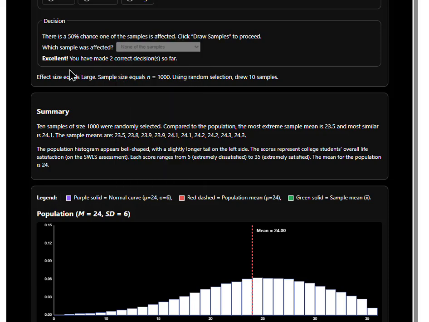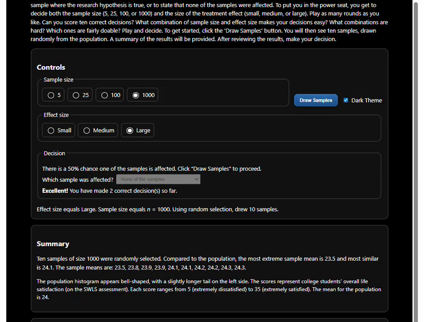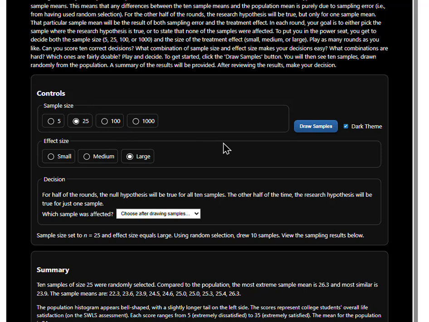It says, excellent. You have made 2 correct decisions so far. Okay, so hey, if you have the money to pay for 1,000 participants and what you're studying has a huge effect, a really large effect, you're good to go. This hypothesis testing is going to really work for you. For most researchers, we're working with samples of size 25. And for now, I'll leave effect size as large. So hopefully if you're studying something big, right?